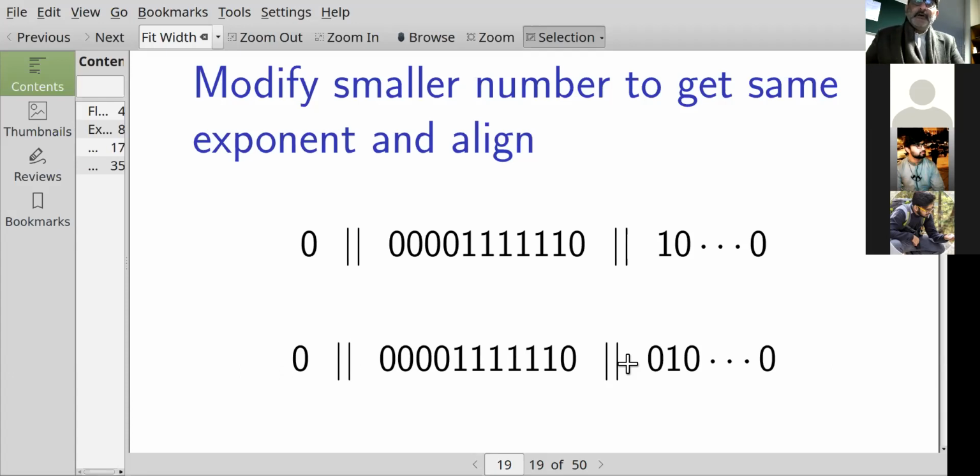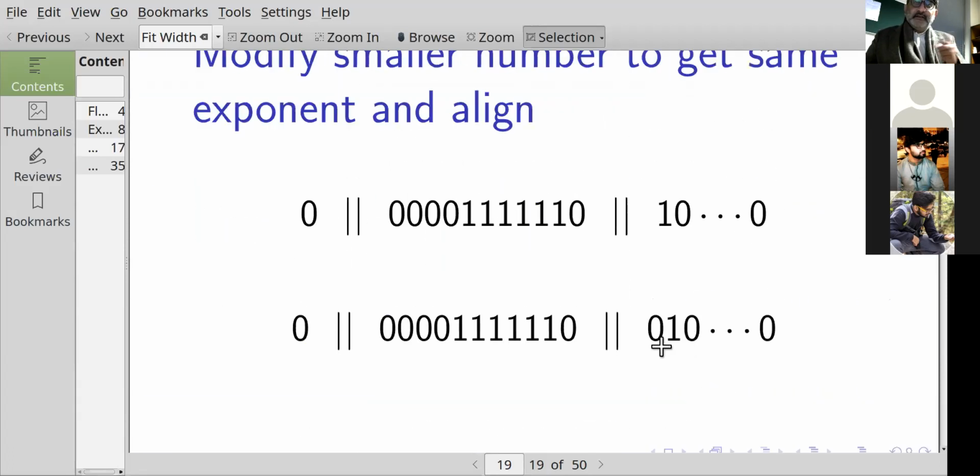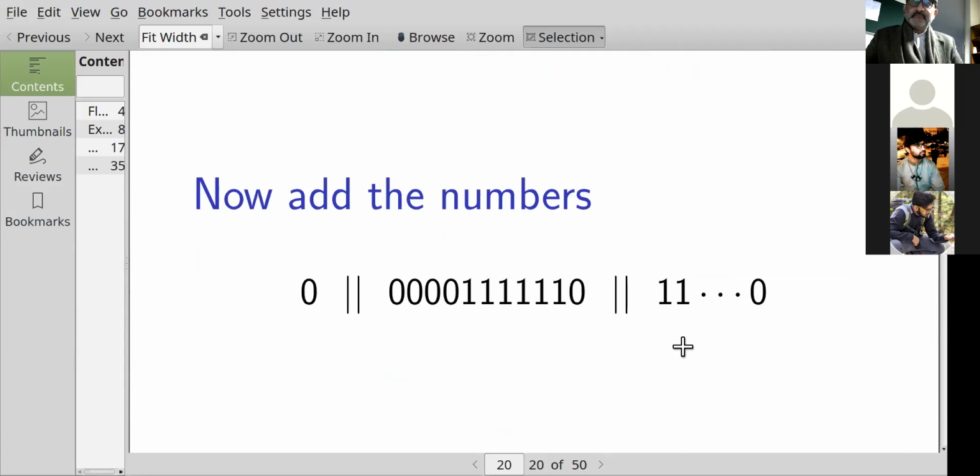So now I've got 2 numbers. This modified 0.05 now has the same exponent bits as the 0.5. Now I can just add the 2 mantissas together, and I add the 2 numbers, and now this is what I get. The exponents are the same in both and they stay the same, and I've added the mantissas. Okay.